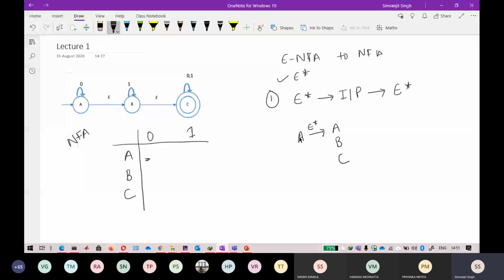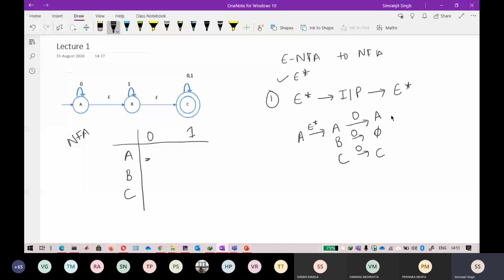So after that, the next step is the input. So what input are we following? It is 0. Okay, so 0, 0, and 0. So A on getting an input of 0 is staying at A. B on getting an input of 0 is going nowhere, so I just write epsilon here. This is a dead configuration if you remember. And C on getting an input of 0 is staying at C.